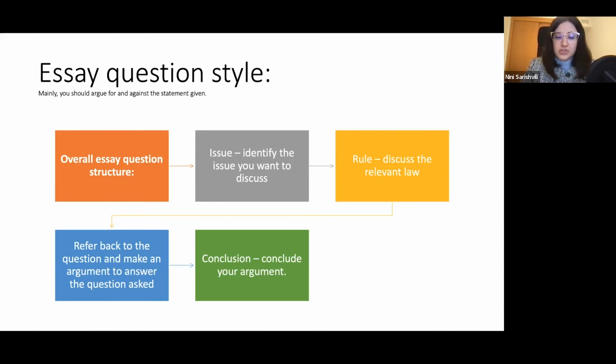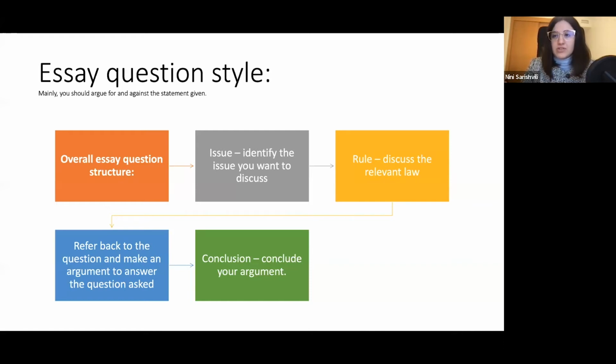However, most of the students, what they do when they see an essay question is they see what is the topic of the essay question. For example, if the essay is about state liability, what they do is to just write everything they know about state liability, and that's a wrong way to go. You should not write everything you know about state liability. You should answer the question asked.